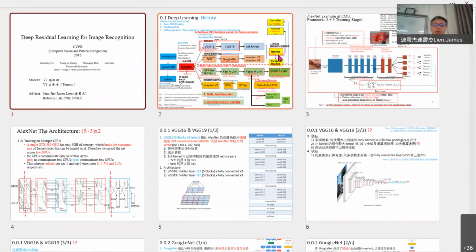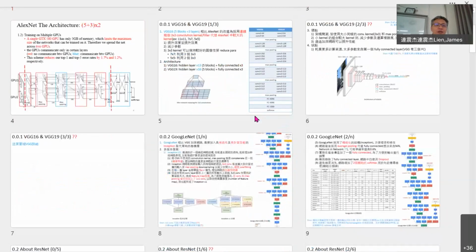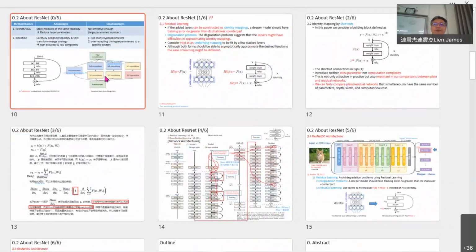ResNet is based on a deep network. They also include some information from GoogleNet. One piece of information is the 1x1 filter, from GoogleNet, from Inception.